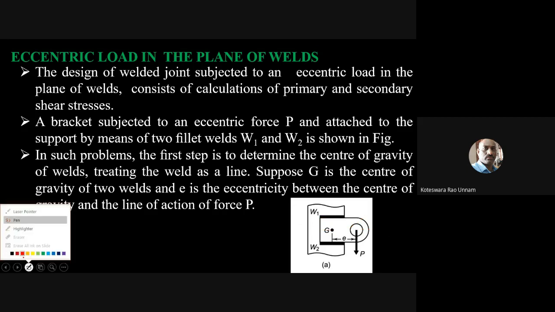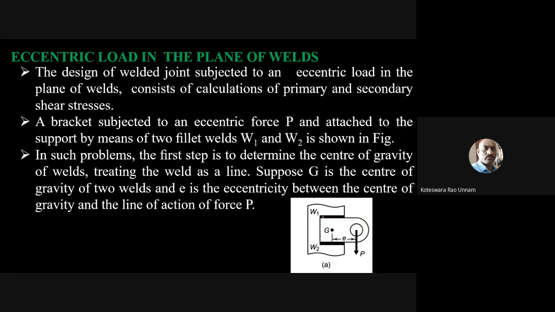So here you have fillet welds denoted by W1 and W2. Now this bracket is subjected to a force P, which has some eccentricity E from the centroid of the weld. Here we need to find the center of gravity of the weld based on its throat thickness. So let us take it as having an eccentricity of E.